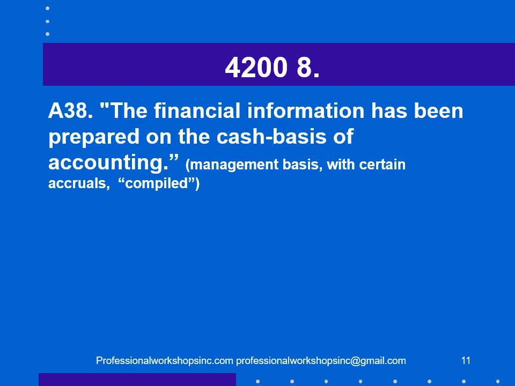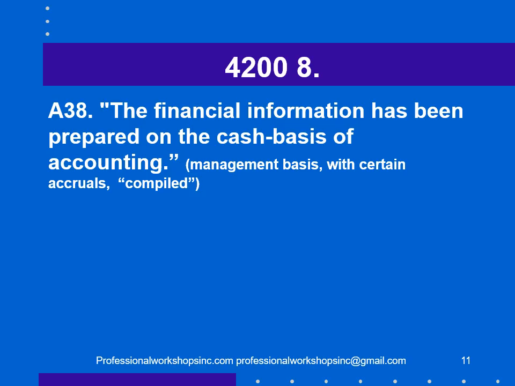The financial information has been prepared on the cash basis of accounting. Pretty simple. We can probably assume that that's correct. The client tells us that. Now, this is supposed to be the basis of accounting that management picks. So we've got to make it very clear that this is management's basis that they have picked. We might decide to title the note management's basis of accounting, or basis of accounting selected by management, and say that.